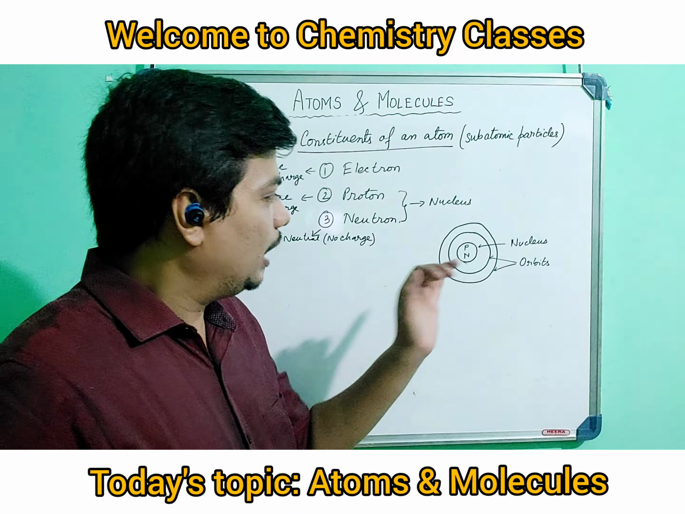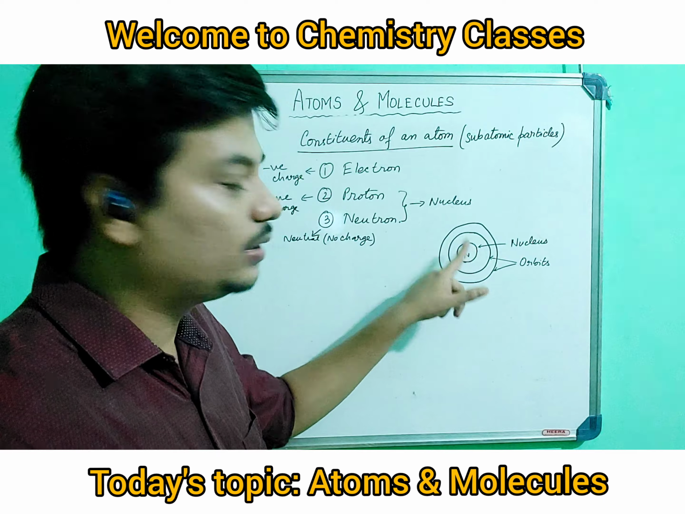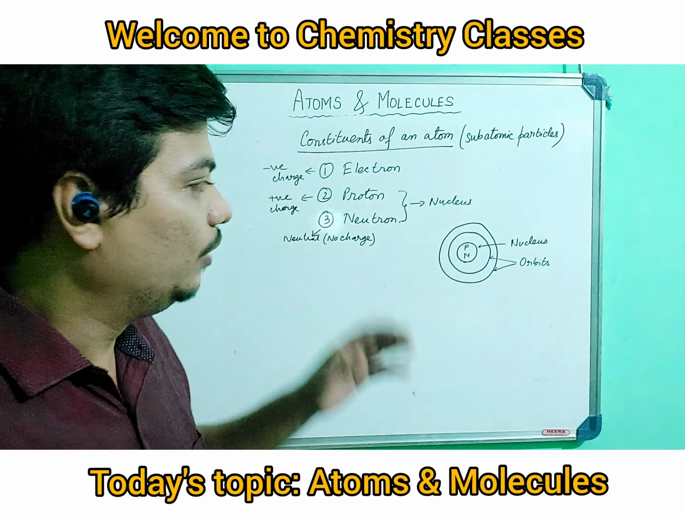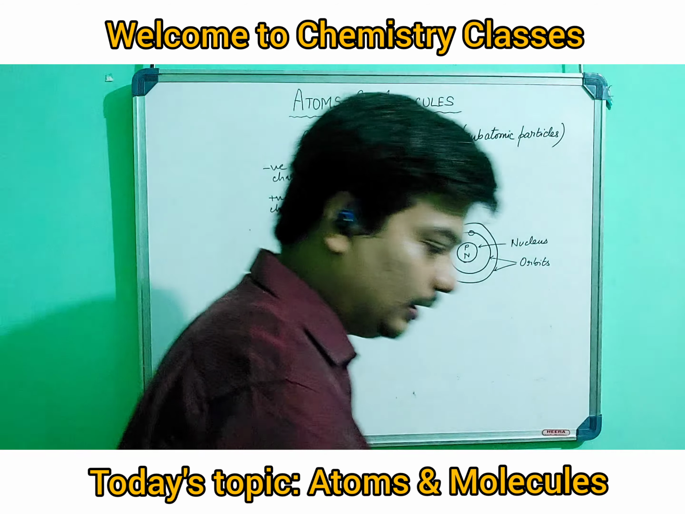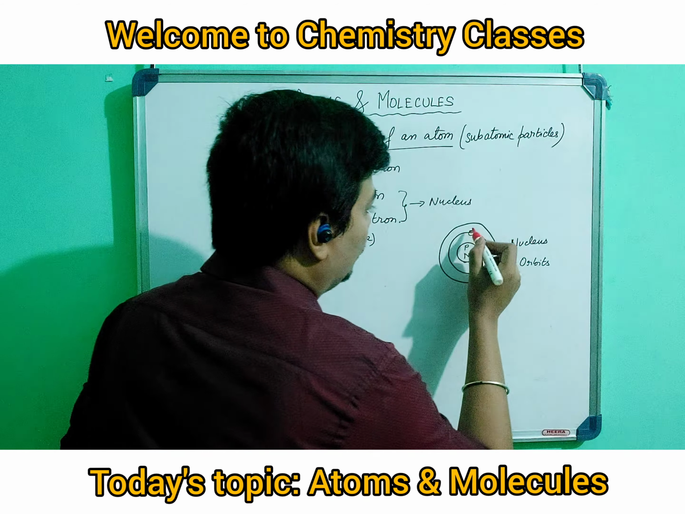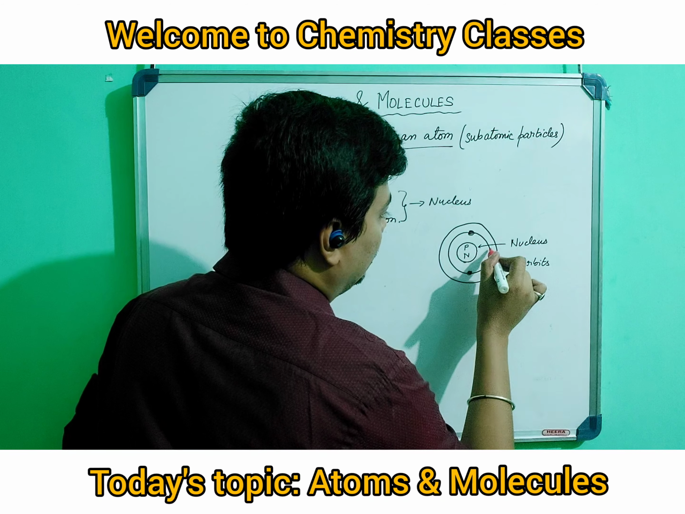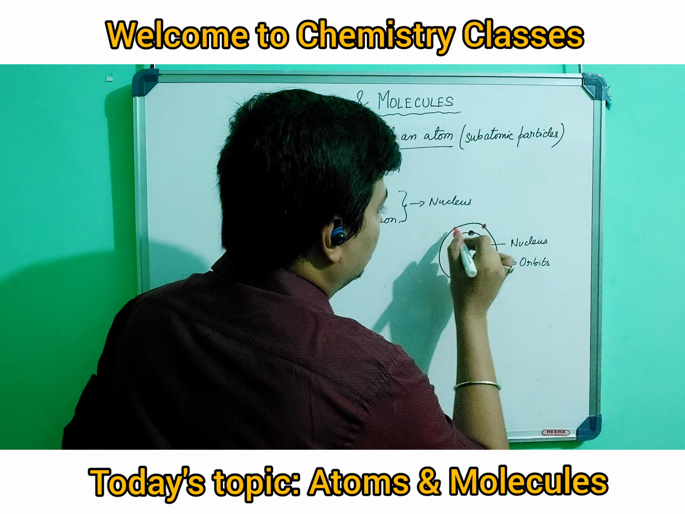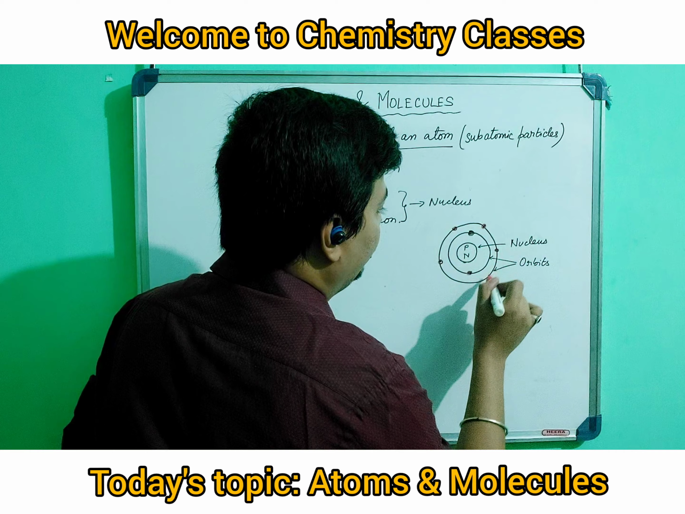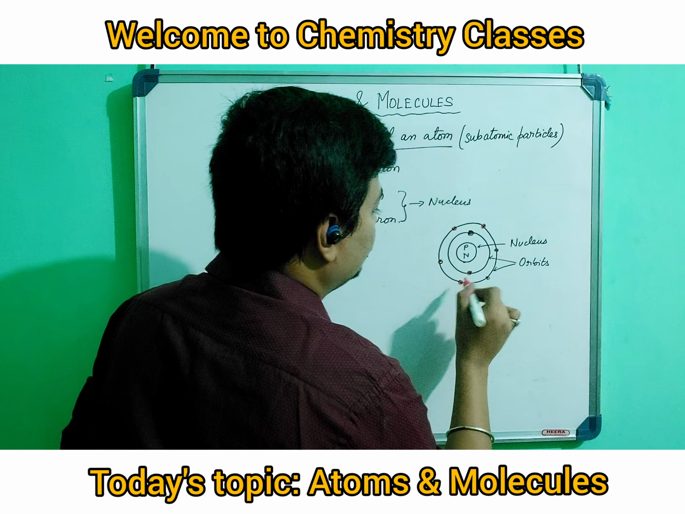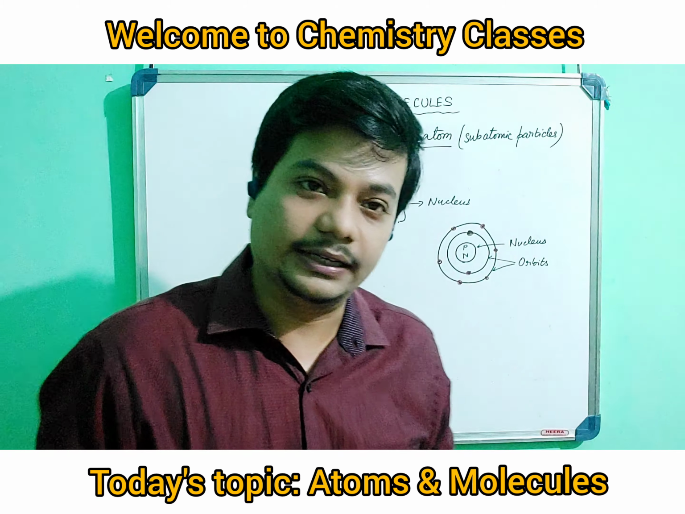Now as you can see, inside the nucleus there is proton and neutron. Then where lies the electron? The electrons rotate. Let me take some other pen for a better understanding. This is where the electrons move outside in fixed orbits. There are certain names for these orbits also, which we are coming to at a later stage.